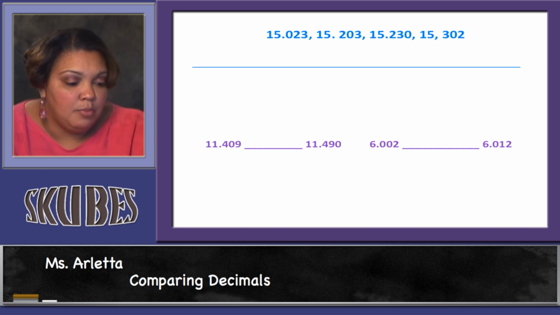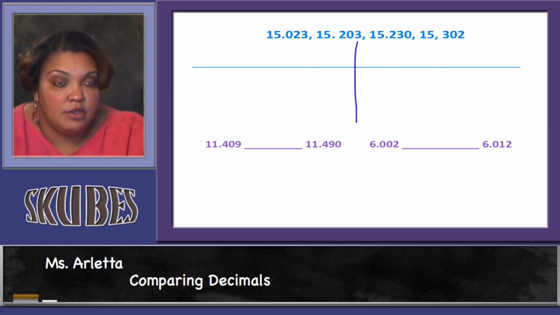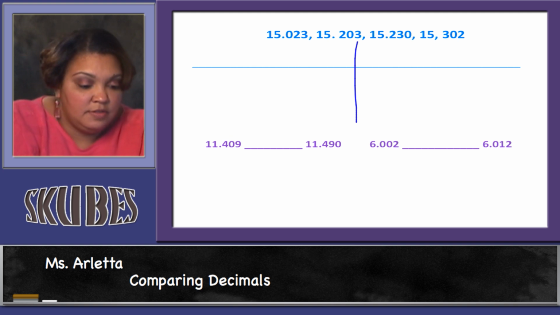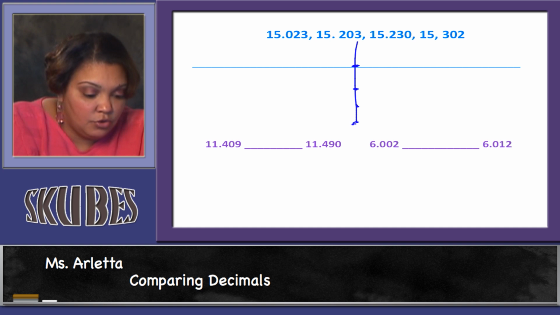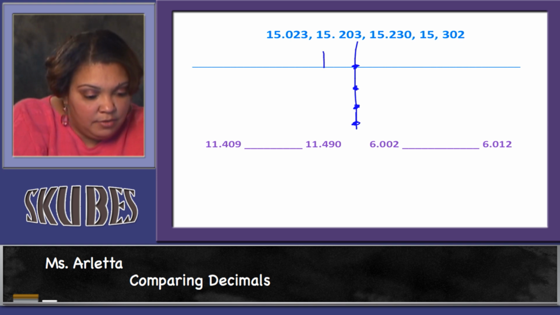Now at the very top of your page, you have 4 decimal numbers. Once again, I'm going to draw my vertical line so that I can create a T chart. I have my T chart created, and now I have 4 decimal numbers, which means I need 4 decimal points on the vertical line of the T chart so that I can compare to see what comes as the lowest number, then the next number, all the way to the greatest number. I will write my 15s to the left of the decimal point.